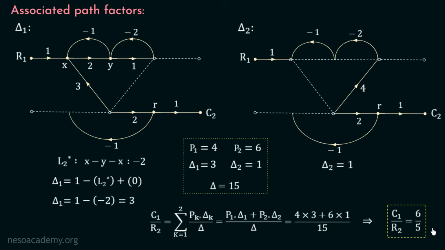Now, I want you all to go through this problem one more time. And with this problem, we are now done with the solved problems based on signal flow graphs. In the next lecture, we will discuss the limitations of Mason's gain rule. As of now, we are done with this lecture.